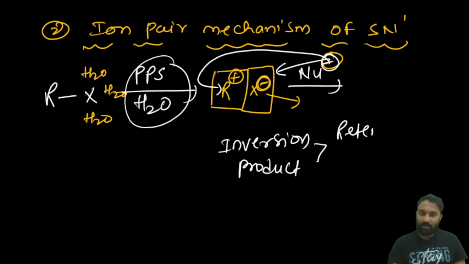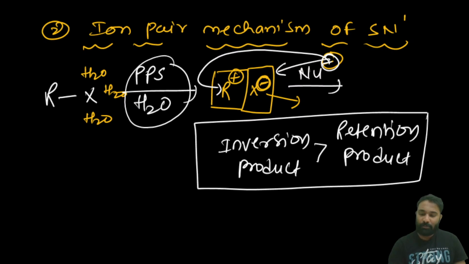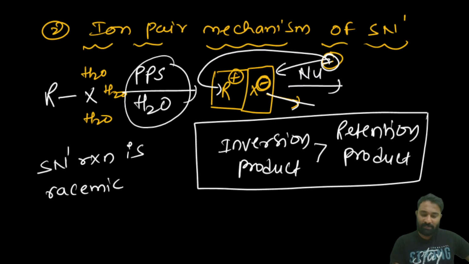In the statement based question they may ask, in the SN1 reaction, in the ion pair mechanism, which product will form very fast? Inversion product will form, because when the carbocation has formed, if the nucleophile is added from where the leaving group has left, it will get repulsion. So first the nucleophile is added from the inversion side, then the retention. Clear? Because the SN1 reaction gives a racemic product, right? This is also one very important point.